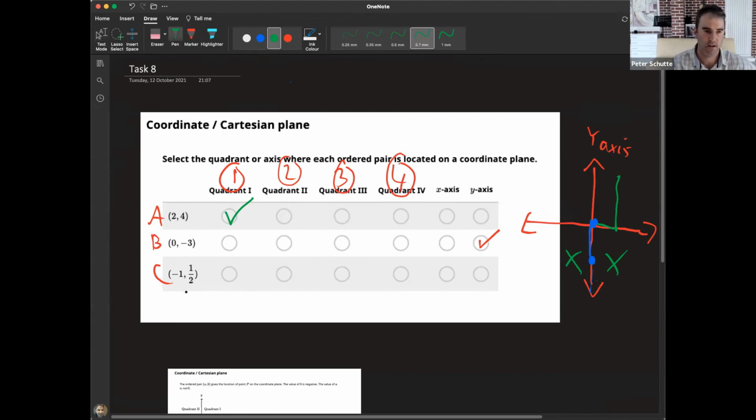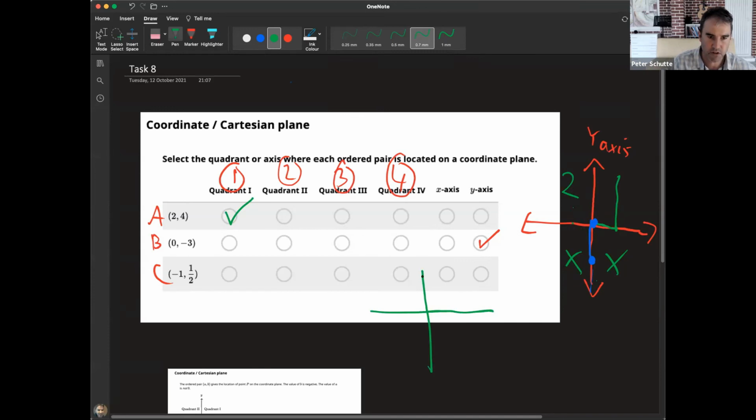So where's C going to be? Which quadrant is it going to be in? Well, I go negative across, -1, and then I'm going to go up, even though it's up a half. So I should be in quadrant number 2. Let me try that again. Maybe I'm having a bad moment, but let's see.